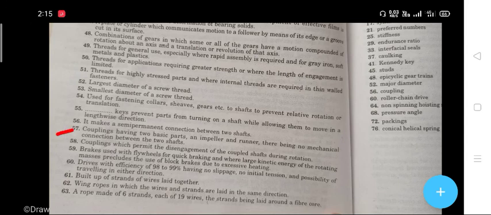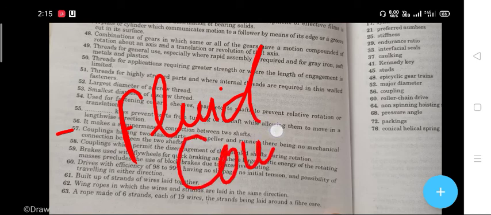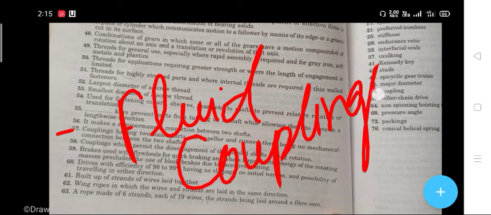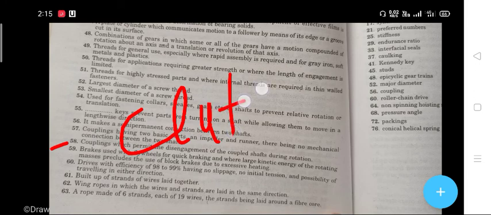Couplings having two basic parts, an impeller and a runner, with no mechanical connection between the two shafts. The right answer is fluid coupling. Next question, question number 58. Couplings which permit the disengagement of the coupled shaft during rotation. The right answer is clutches.